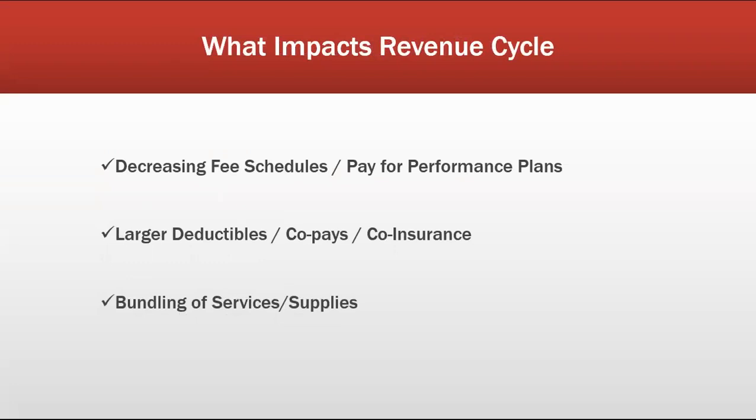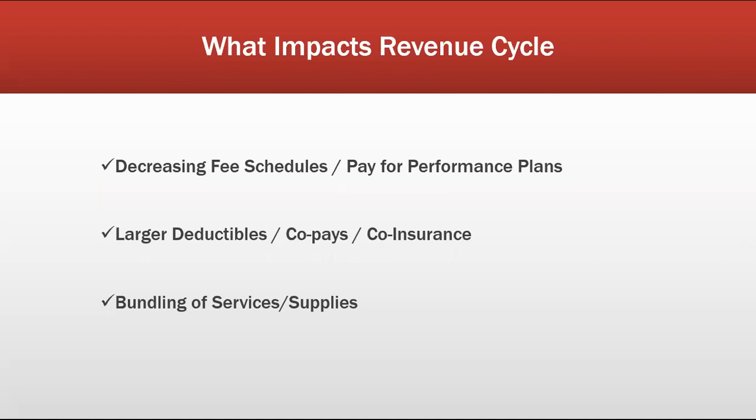Okay, so what impacts your revenue cycle? We talked about the different areas. What impacts it? Well, we've all seen decreasing fee schedules. There's been a shift in the carriers that are now doing programs where they're pay for performance plans. That's a lot different than it used to be, where you had a fee schedule, you got paid, didn't matter. Now they're doing pay for performance. We've got a lot of larger deductibles, co-pays and co-insurances. You've got these high deductible plans where a policy may have a $5,000 or $10,000 deductible now that didn't exist 5 years ago.